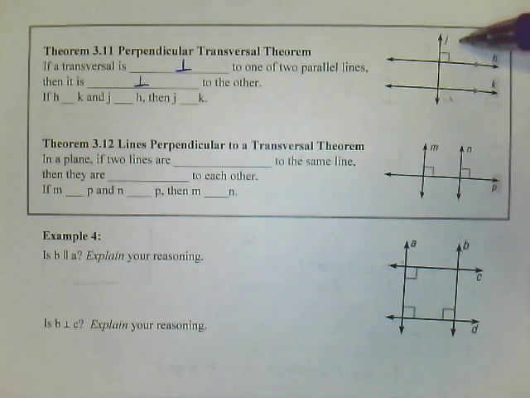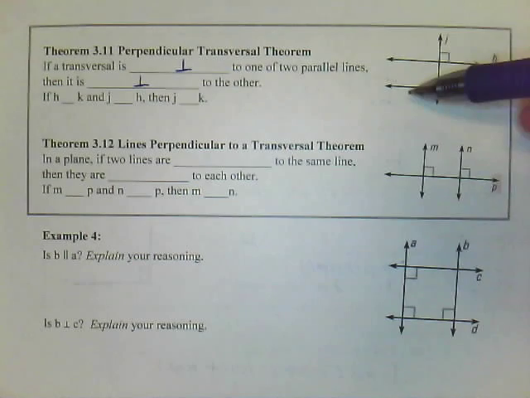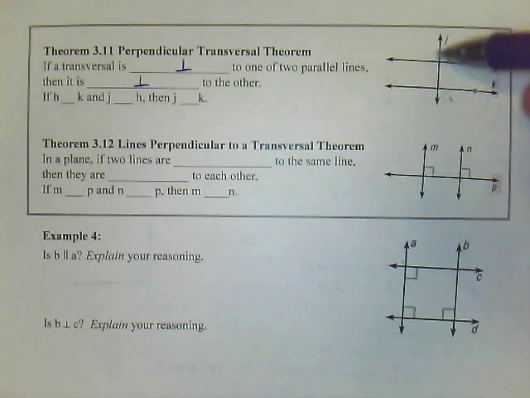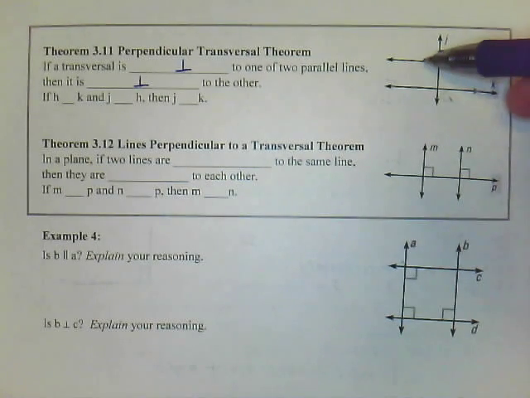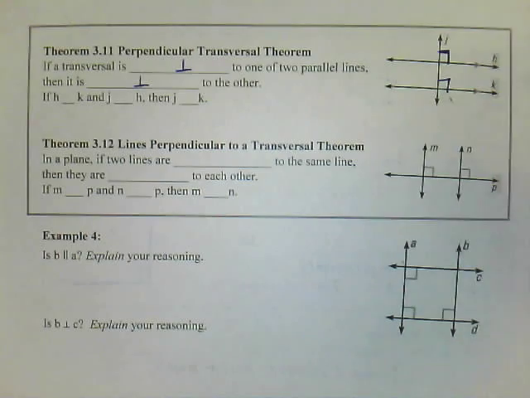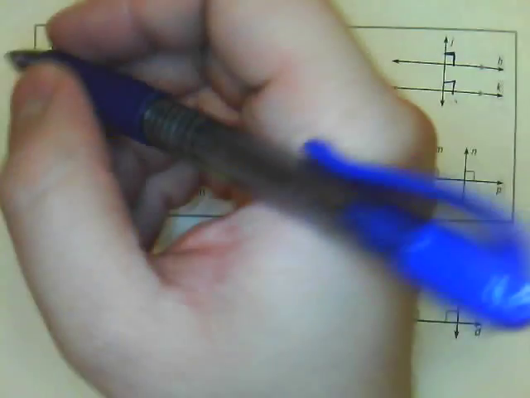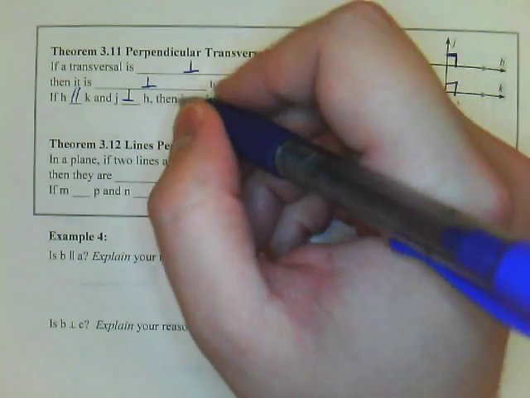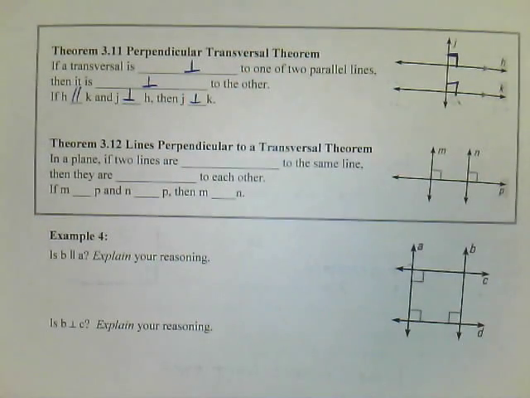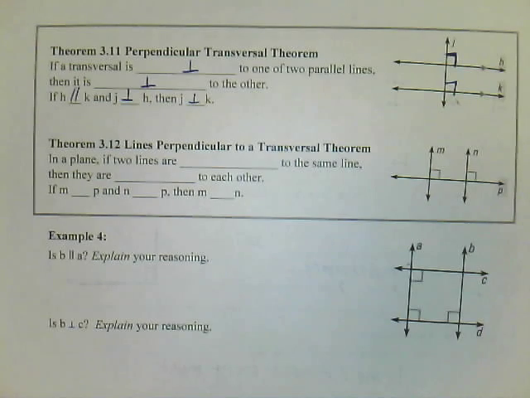So what we can see here is that H and K, these two lines are parallel to each other, and we're told that this line J is perpendicular to line H. Well, if it's perpendicular to this line, then it must also be perpendicular to this line that is parallel to the first one that it's perpendicular to. So if H is parallel to K and J is perpendicular to H, then J must also be perpendicular to K. So if you've got some parallel lines and you have a line that's perpendicular to one of those parallel lines, then it must be perpendicular to all of the parallel lines.